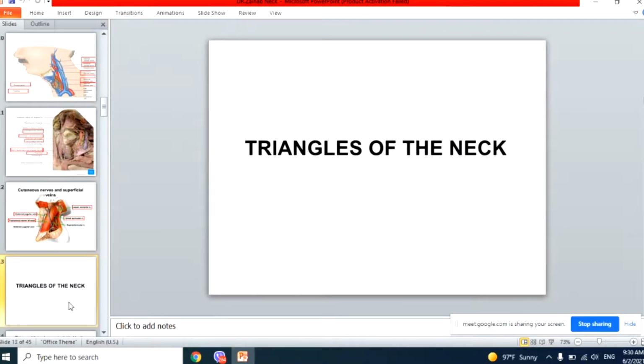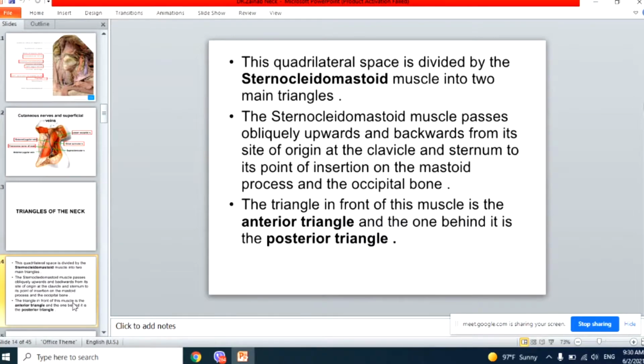About the triangles of the neck, we have two triangles, the anterior triangle and the posterior triangle. The triangles of the neck are very important because they contain very important structures. They house all the neck structures, including glands, nerves, vessels, and lymph nodes. As I said, we have important structures inside these triangles, like the thyroid gland, nerves like the vagus nerve, vessels like the internal carotid artery, and the deep cervical lymph nodes. For that reason, we talk about the triangles of the neck.